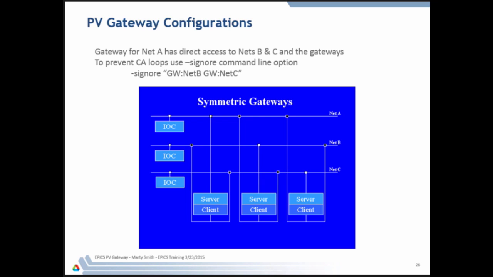So this is where you have to be really careful to prevent your CA loops, and this is a good use of the -signore command line option. For the A gateway, we'd want to tell it to ignore the gateways on net B and net C, so no channel access request coming from these two gateways can come through here. Because you wouldn't want that. You're going to create a loop between these gateways, and it's just going to create a lot of network traffic, and it won't be pretty.